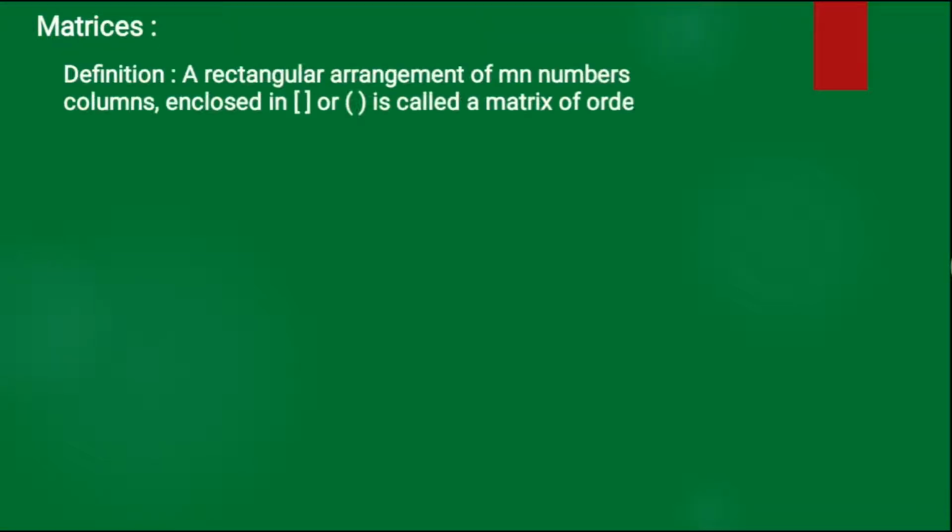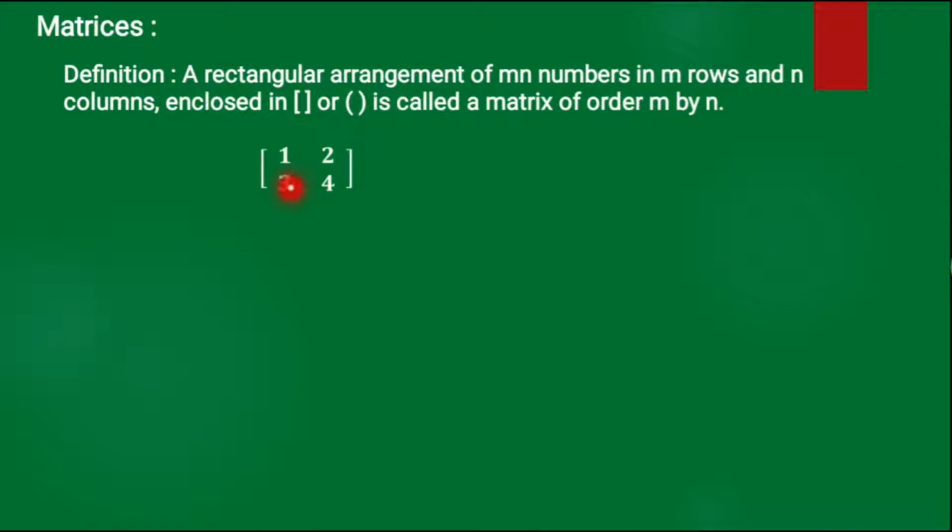So up to the previous lecture we completed determinants. So today we start matrices. First we see the definition of a matrix. A rectangular arrangement of m into n numbers in m rows and n columns, enclosed in square or open brackets, is called a matrix of order m by n.